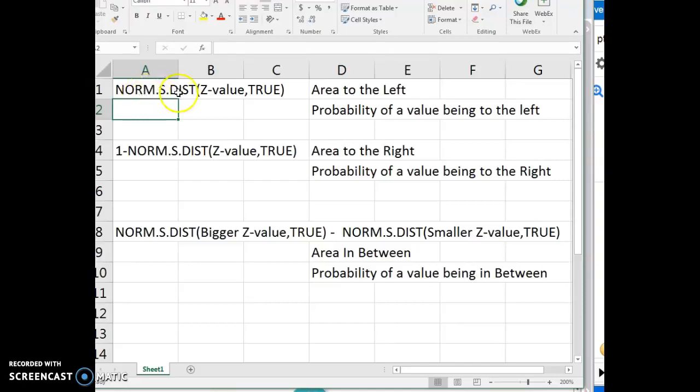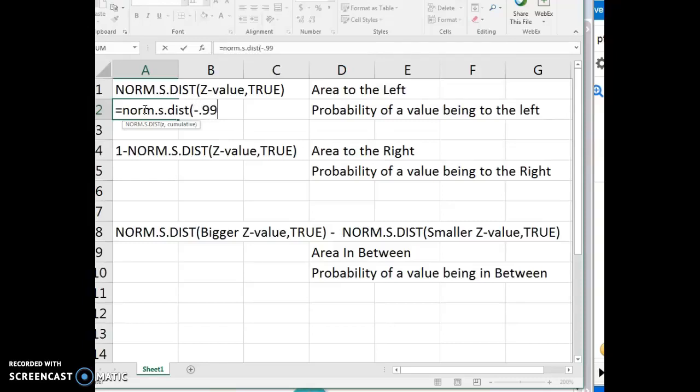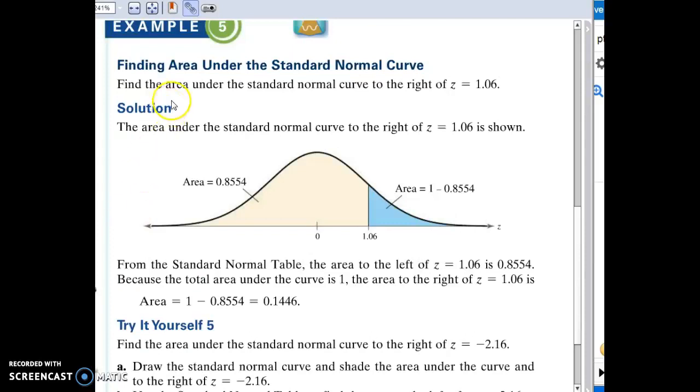So all you need to do is type this formula into Excel. NORM.S.DIST, and then our z-value, -0.99, then comma, and then we always type TRUE. And that gives you the probability of being from a z-value of -0.99 or anywhere even further away from the mean leftward. And so for this next problem, we're going to look at finding the probability of being at a z-value or even further to the right.